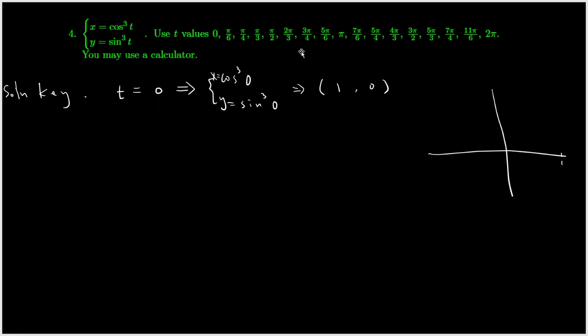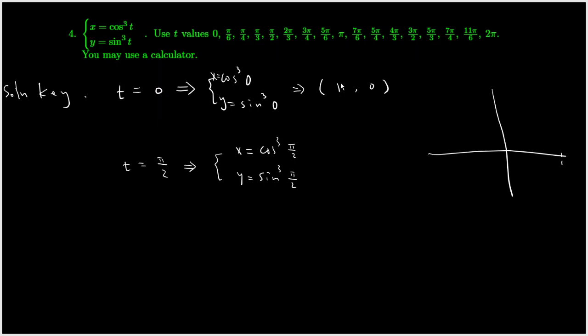Now let's get another point, the point when t value is half pi. If you want, you can try to get all the points for all the t values. Now t value of half pi will give you x value of cos of half pi, the whole thing cubed, and the y value of sine of half pi, the whole thing cubed. Cos of half pi is equal to 0. Sine of half pi is equal to 1.